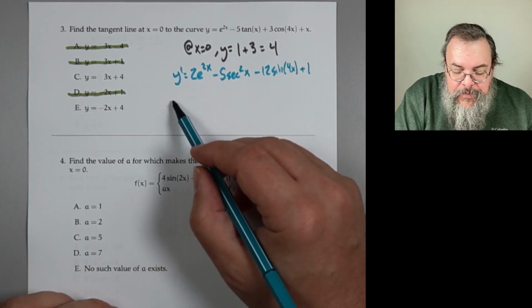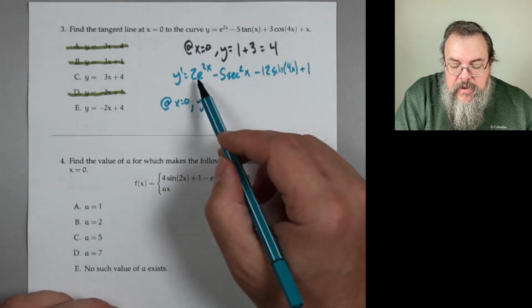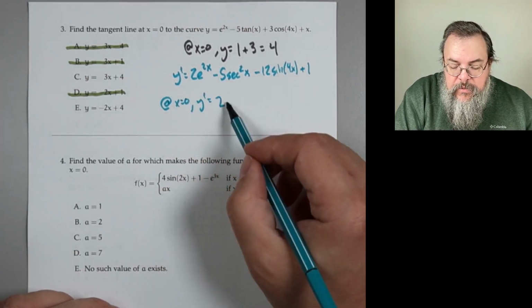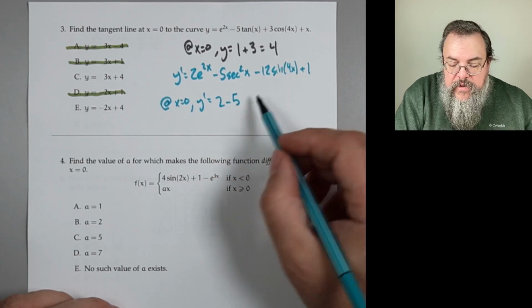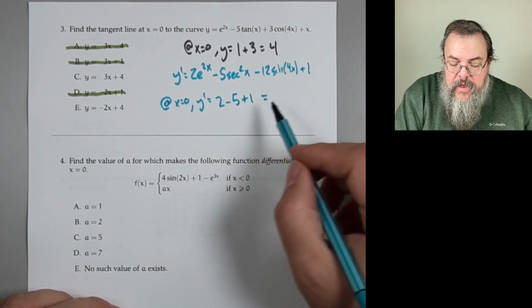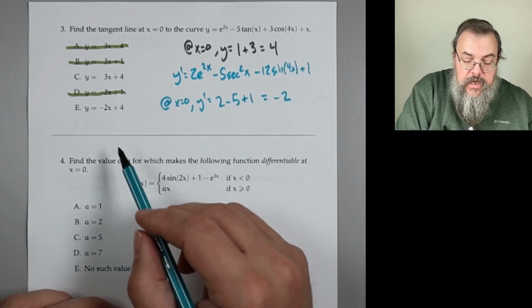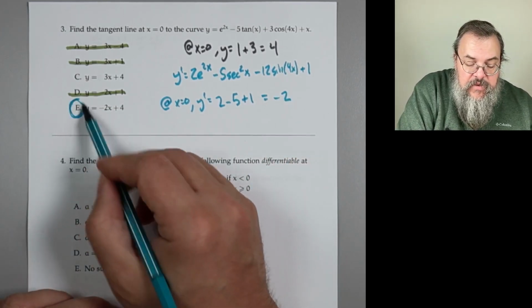Okay, plug in 0. So at x equals 0, y prime is 2. Secant of 0 is 1, so minus 5. Sine of 0 is 0, and plus 1. 2 minus 5 plus 1. That's negative 2. So we say, that's our slope, so that means E is our answer.